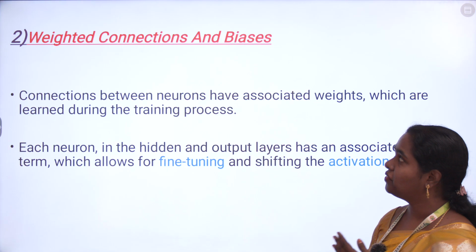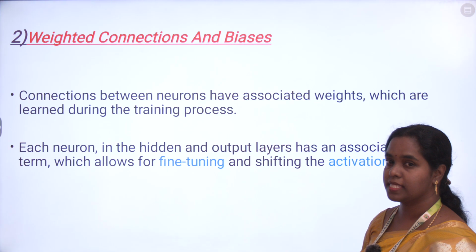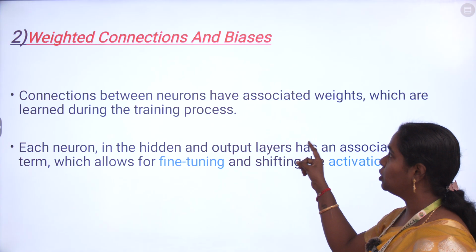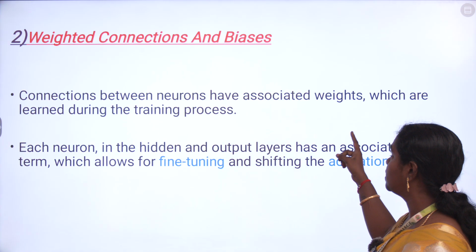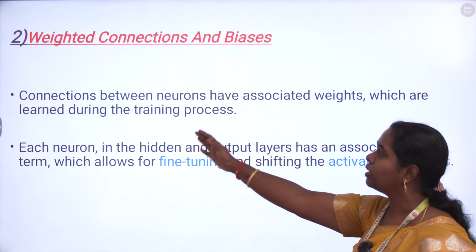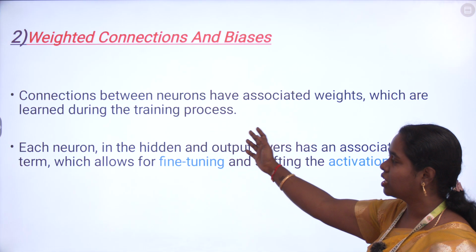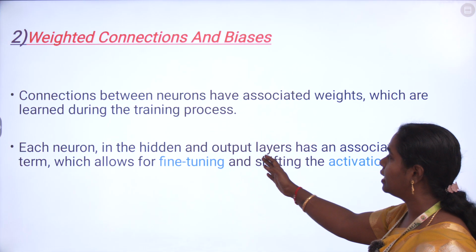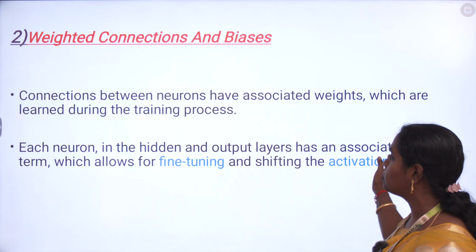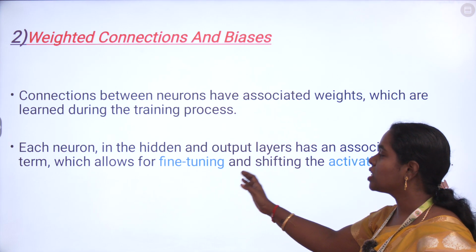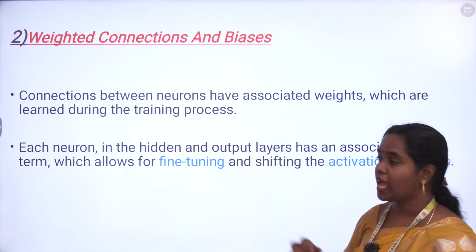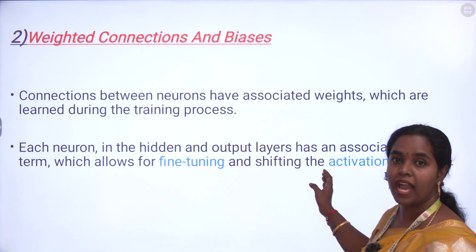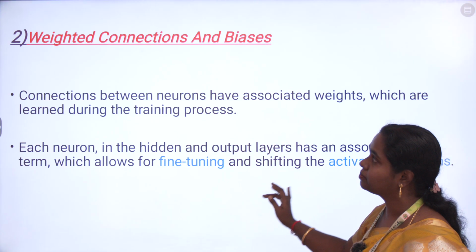Next one is weighted connections and biases. Each connection between the neurons is associated with a weight, and these lead into the training process. Each neuron in the hidden and output layer has an associated bias term, which allows for the fine tuning and shifting of the activation function.